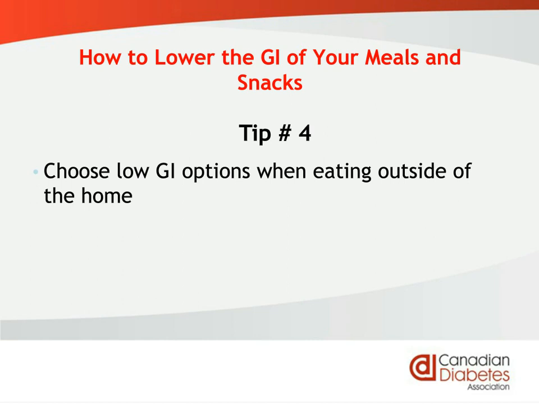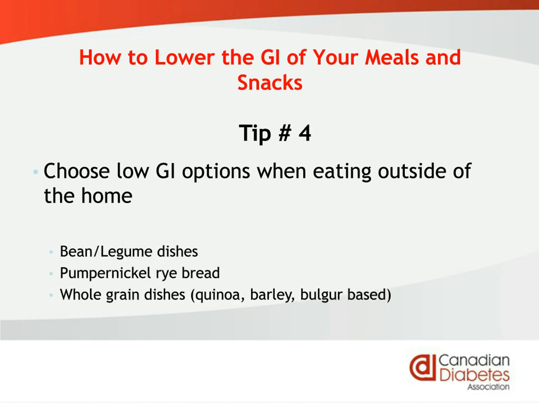So you can look out for bean or legume-based dishes. If you're at a salad bar, they might have some salads that have beans in them. That would be a good choice. Or a dal dish, which is a lentil-based dish, is good. You can also look out for pumpernickel rye bread if you're at, say, a sandwich shop.